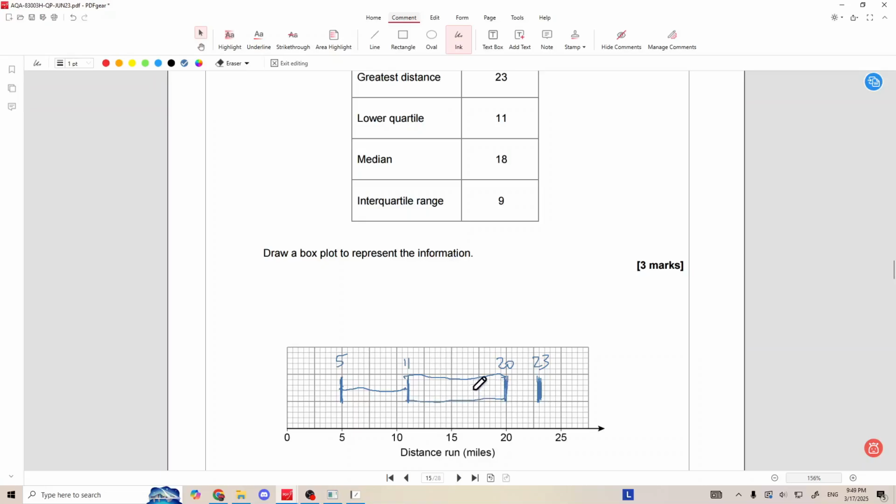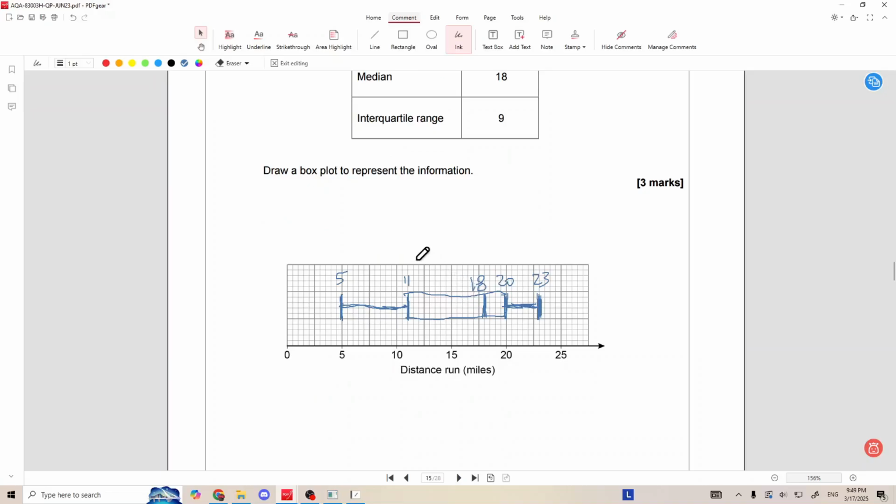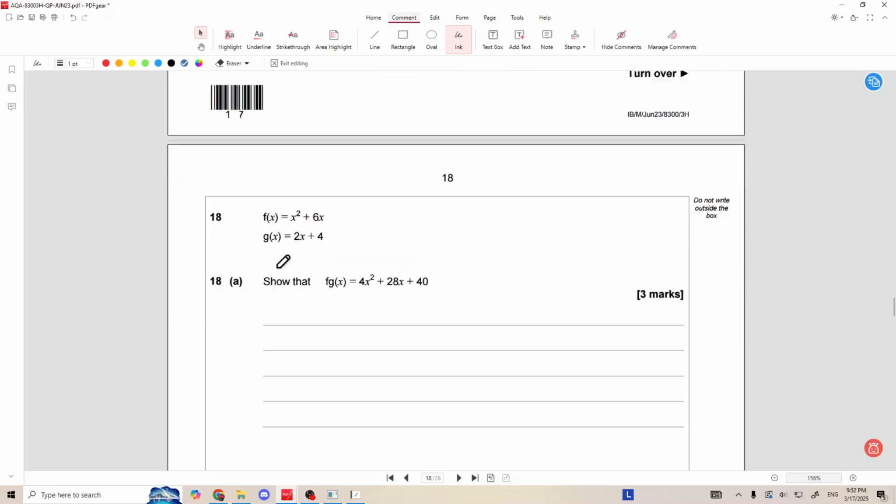Again, you'll probably use a ruler for this if you're doing this on paper, but I'm not, so I just have to deal with this. I'm gonna make these lines a bit thicker just so they can be more clearly seen. But yeah, that is a very bad box plot. Should be correct though, as long as I didn't screw up my units. 5, 11, 18, 20, 23.